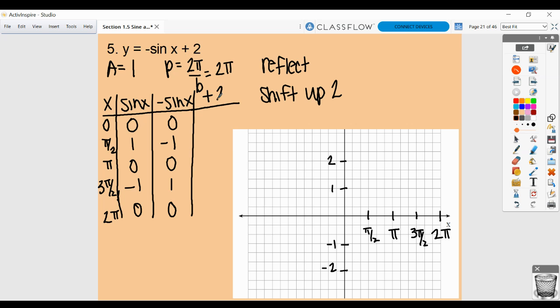And then you're shifting up 2, so you're going to add 2. 2, -1 plus 2 is 1, 2, 3, 2. This is what you want to graph.